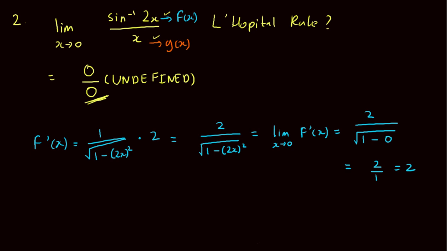Now for g, the derivative of g(x) is simply 1. So the limit of g'(x) as x approaches 0 is clearly 1. So in this case, the limit would simply be 2 over 1, which is obviously 2. So there you go. That's basically how we solve it for this case.